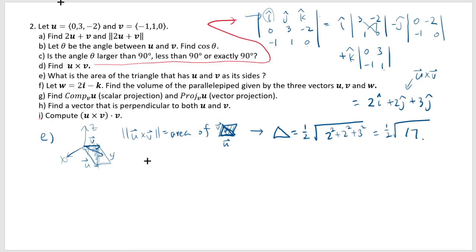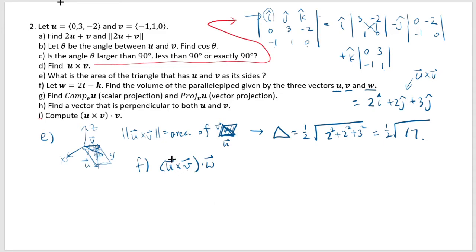Okay. And then F, the volume of the parallelepiped. Okay, so the volume of the parallelepiped given by 3 vectors is given by the triple scalar product. Triple scalar product is defined as U cross V dotted with W. And there are actually 2 ways to do this.